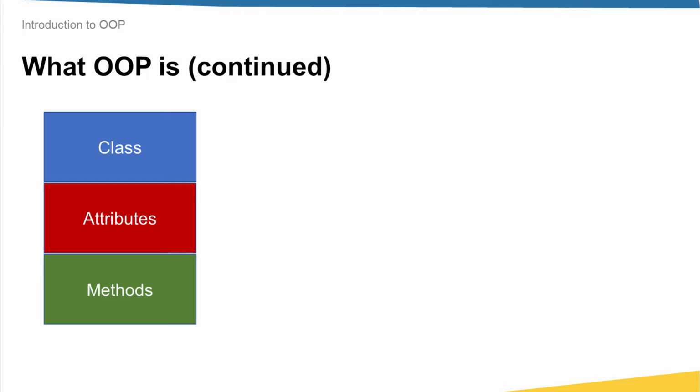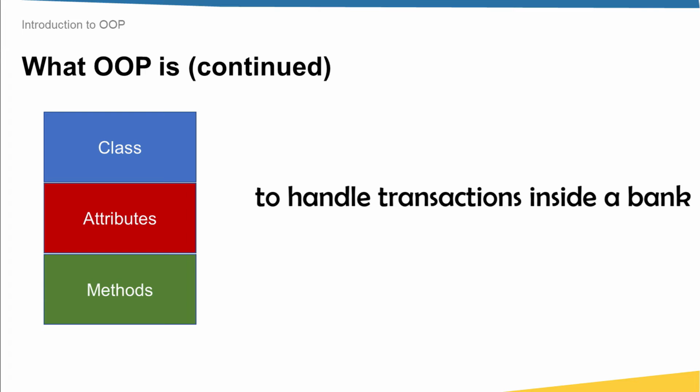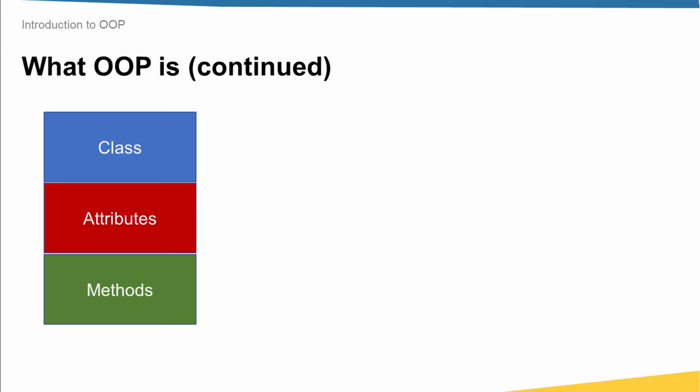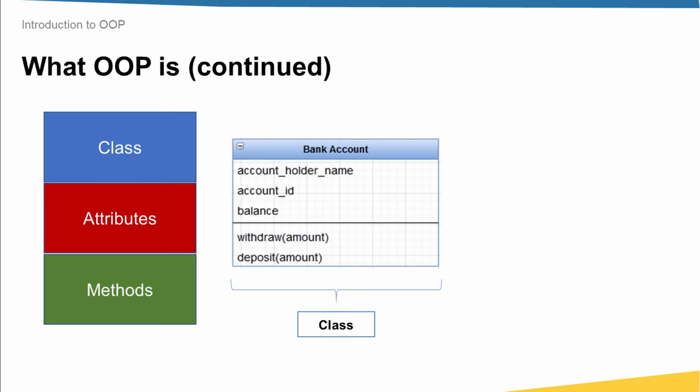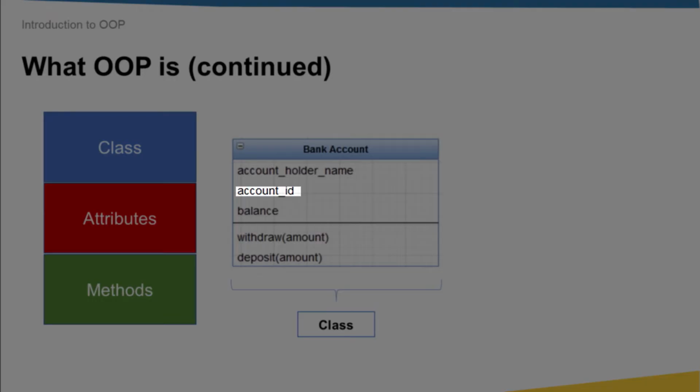Now, in order to make the idea clearer, let me share an example with you. Assume that I want to build software to handle transactions inside a bank. The most important data type in this case is bank account. So let's see together how we can create a new data type for a bank account. First of all, I'll give this data type a name, and in this case, it's just bank account. After that, I'll define the properties that describe this new data type, and in this case, we have account holder name, for example, account ID, and the balance in this bank account.